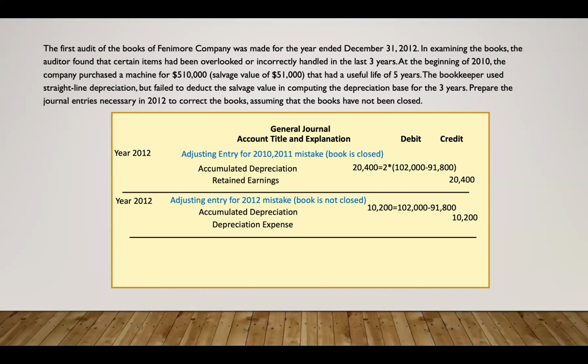For the next mistake, which is the mistake made in 2012, the book is not closed, and therefore we can just look at the difference between the wrong journal entries and correct journal entries, and make an adjusting entry to capture the difference and reverse the mistake. Here we know the wrong journal entry overstated the depreciation and overstated the accumulated depreciation. Therefore, we just need to debit accumulated depreciation and credit depreciation expense by 10,200, which is a 1-year mistake. So that's all.